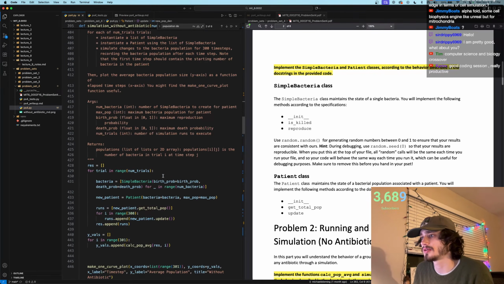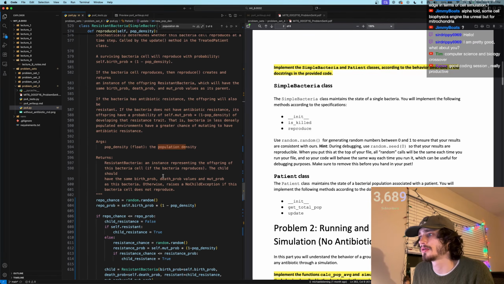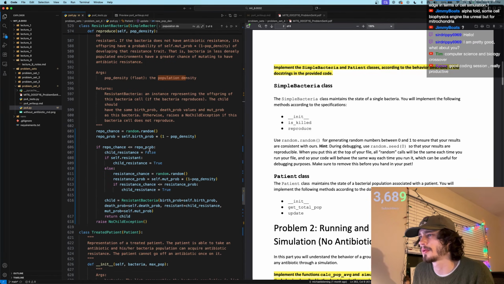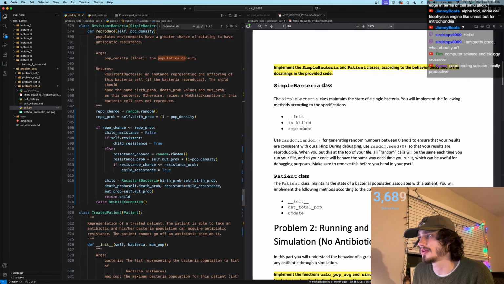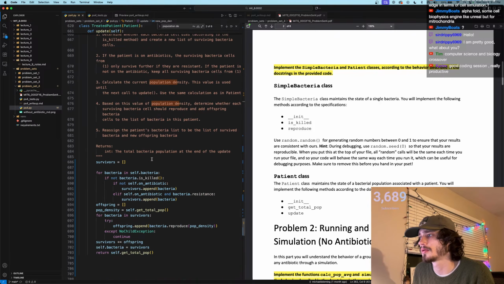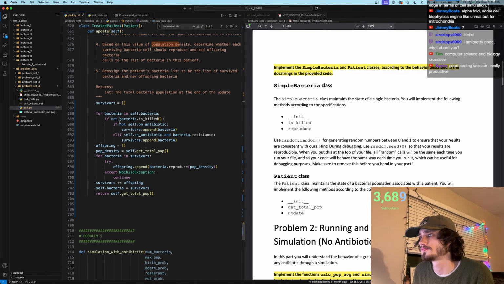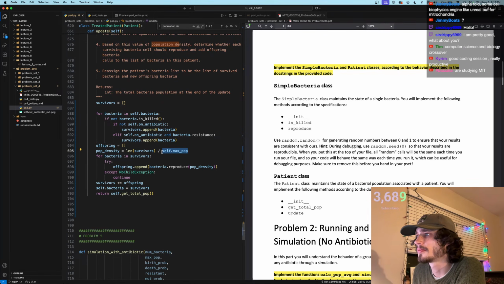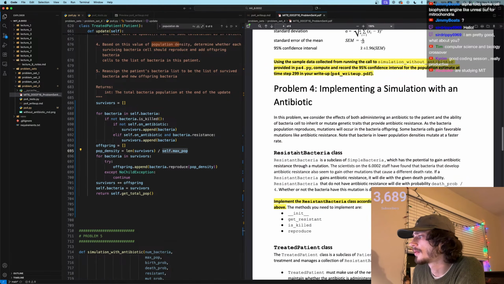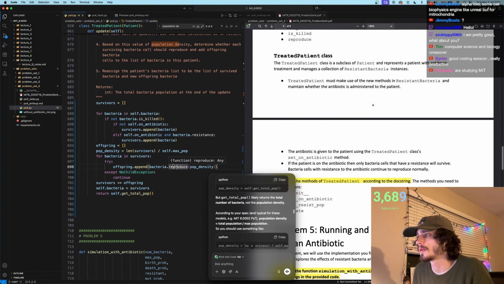So I'm going to take this, go down to my guy down here, and say that the population density is equal to length of survivors divided by self.maxpop. Yeah. Right.